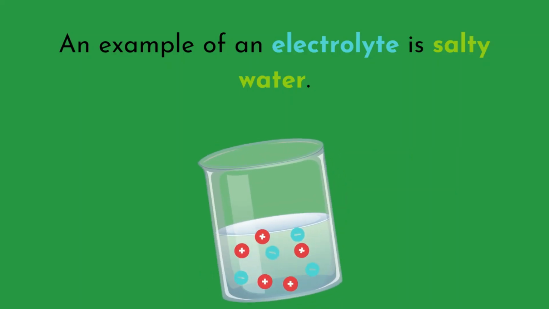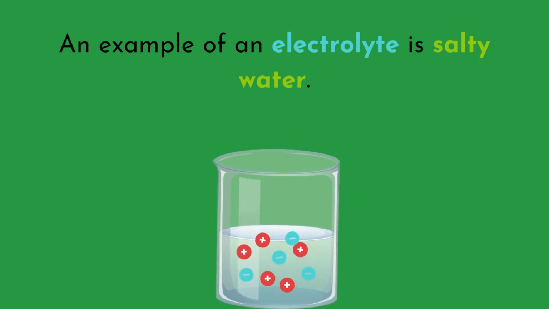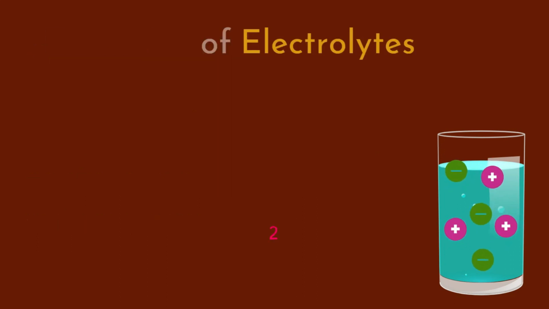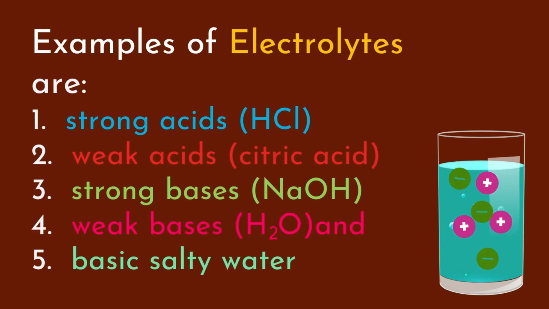An example of an electrolyte is salty water. Conductors that are electrolytes conduct electricity because they contain mobile ions within them. Examples of electrolytes are strong acids like hydrochloric acid, weak acids like citric acid, strong bases like sodium hydroxide, weak bases like water, and regular salty water.